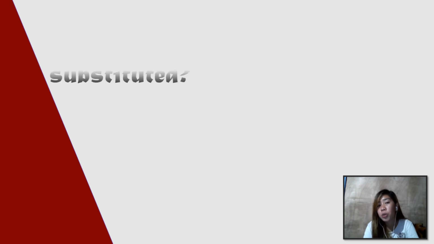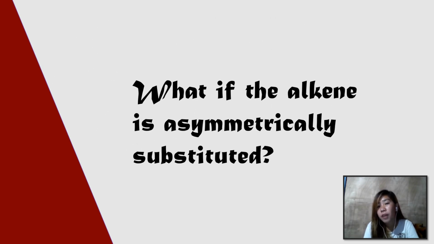So yes, you may say that the hydrohalogenation of alkene might be a bit easy, but that is only when we are dealing with a symmetrically substituted alkene. But the main challenge would be, what if the alkene is asymmetrically substituted? This will be a bit confusing, but at the same time would be very satisfying when we already understand the process.